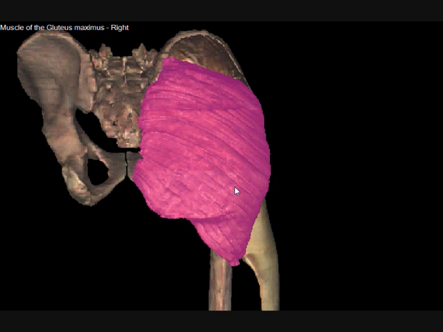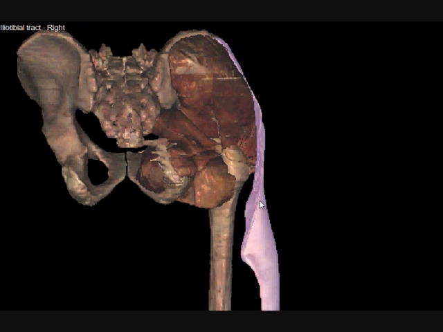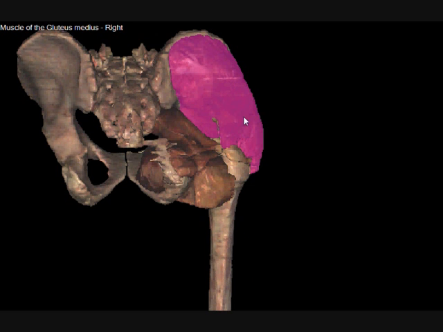If we remove the gluteus maximus muscle, we expose the layer of muscles underneath it. The layer of muscles underneath it is the gluteus medius, the piriformis, and the other short external rotators, which we will talk about. The gluteus medius muscle arises from the posterior surface of the iliac bone, in between the posterior gluteal line and the anterior gluteal line.